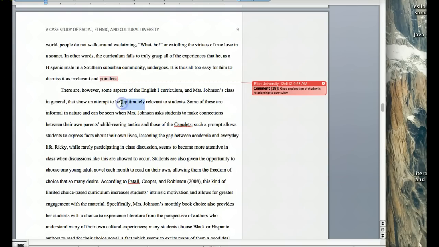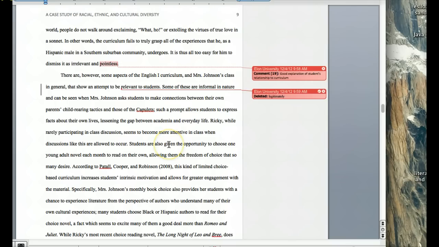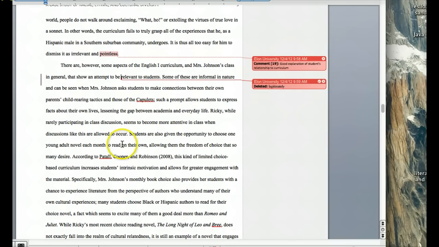Legitimately irrelevant is probably redundant. This is a good observation. I also like the use of seems here. If we're just observing attentiveness, we can't know for sure that the student is actually being attentive.